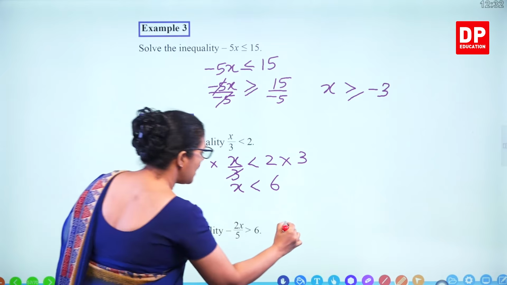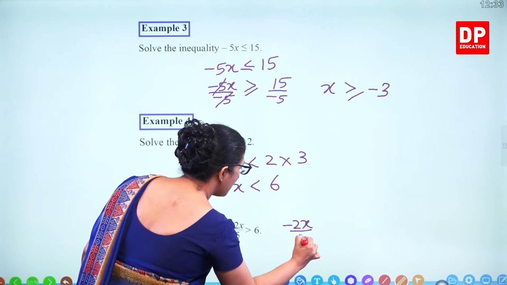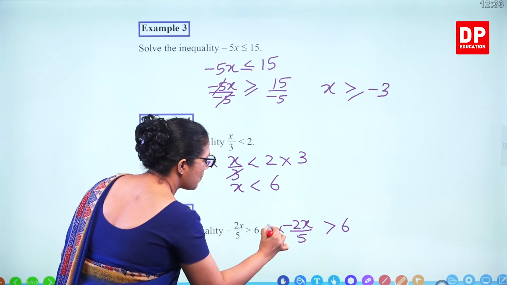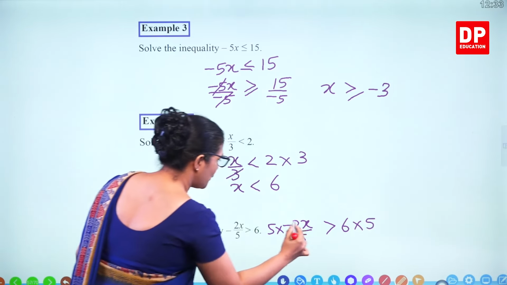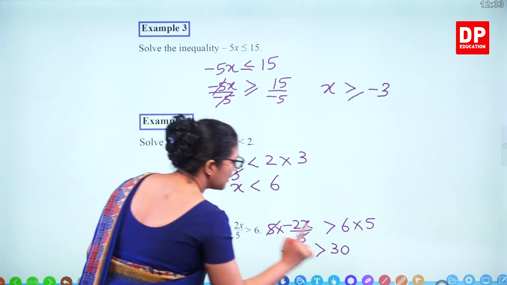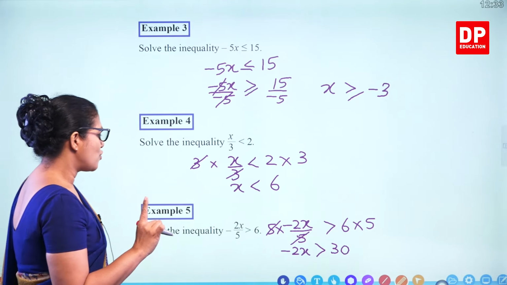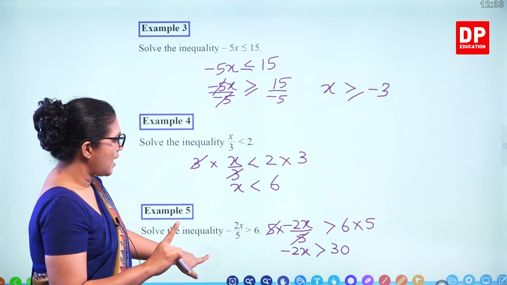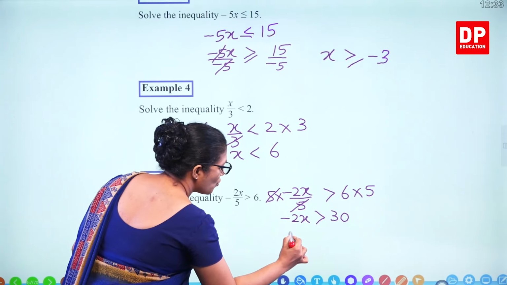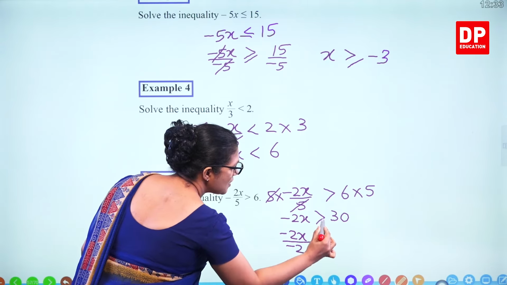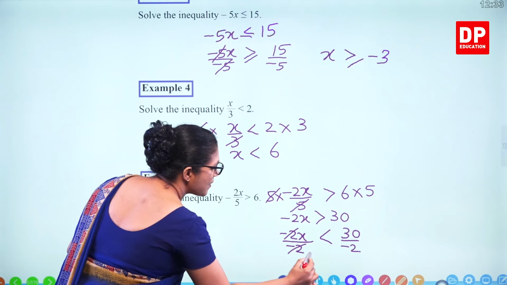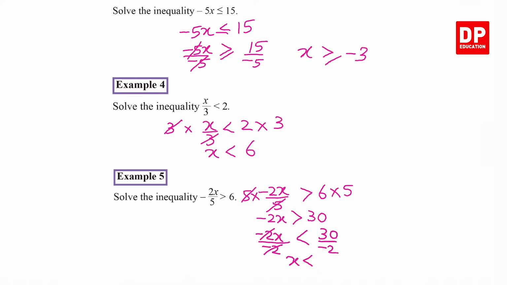Solve this inequality. Minus 2x over 5 is greater than 6. You can multiply by 5 first. Nothing happens to the sign. You get minus 2x greater than 30. Now we have to divide by minus 2, so you have to change the sign. Divide by minus 2 means you have to change the sign. This becomes less. 30 divided by minus 2, x is less than minus 15.